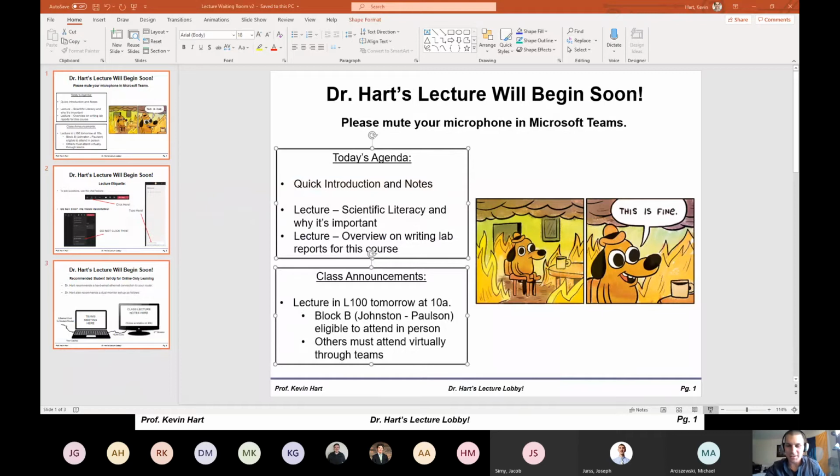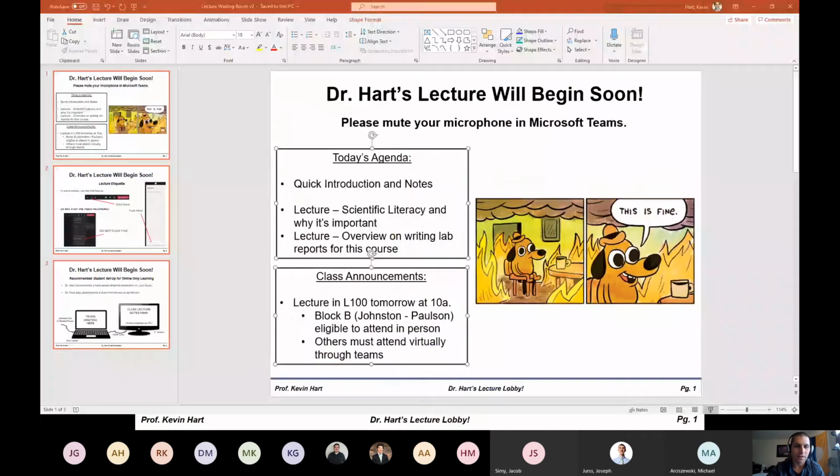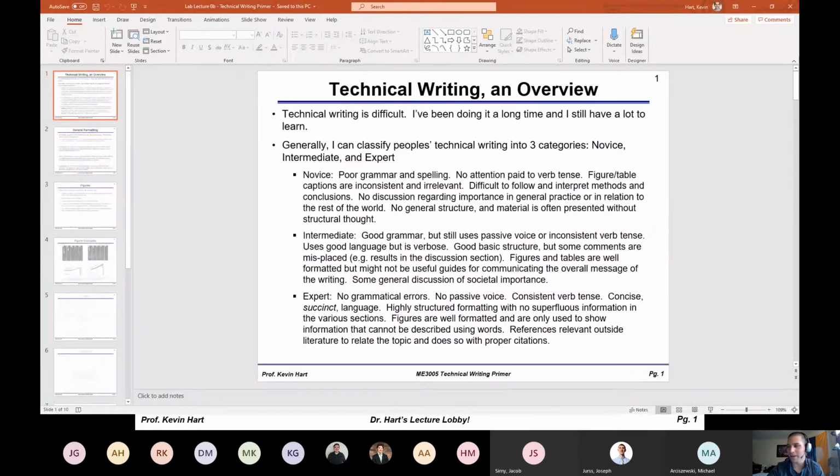So that's the first bit of lecture for this class. And now I want to talk a little bit more specifically about this class and how we're going to work in this class going forward and what you might expect for writing in this particular class going forward. So the next set of slides here is going to be a technical writing primer, and I'm going to pull those up now. Before we go forward, any questions?